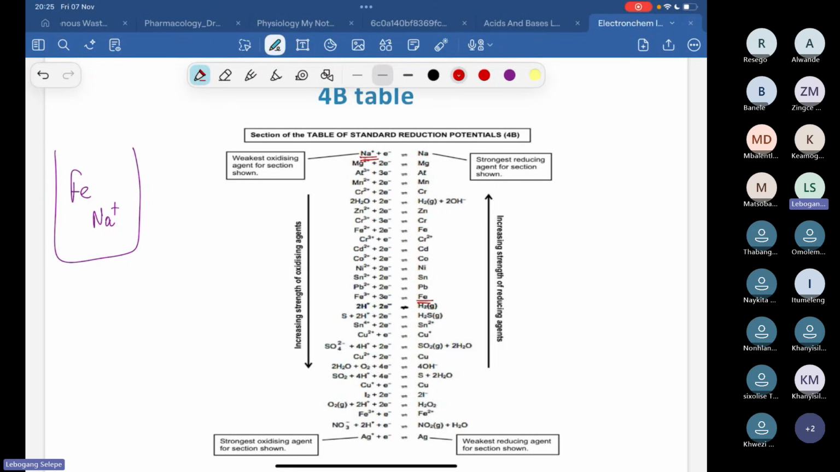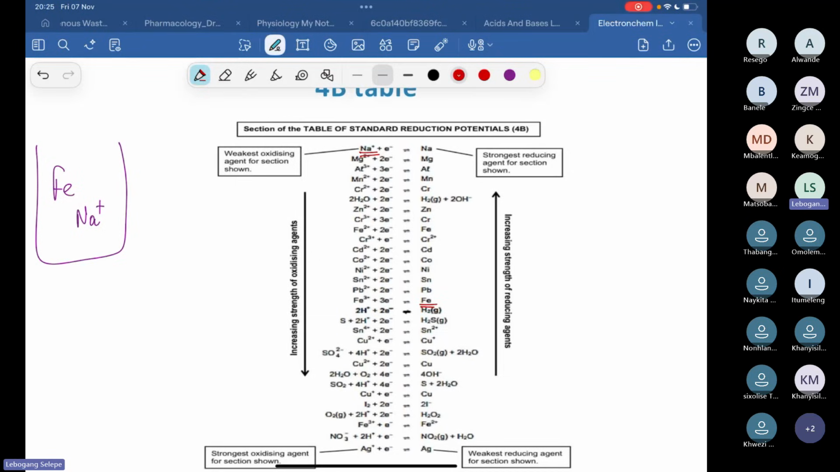So we say that you cannot donate towards something that is above you. The giver should always be above. As you can see, Fe is the giver. It's the one that has to donate electrons, but it's below Na+ on the table. Na+ is up there, Fe is down there. So Fe therefore cannot donate its electrons to Na+. Do you get that part?